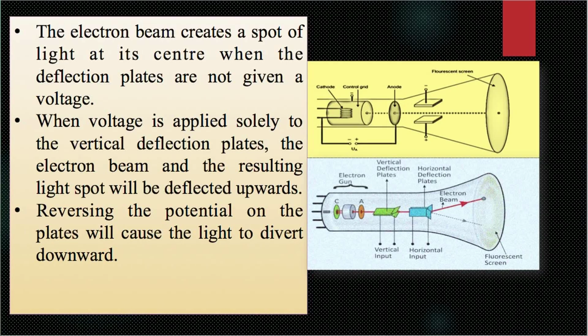After the control grid, the electron beam is focused and accelerated by the anodes, which have strong positive potential. The electron beam creates a spot of light at the center when the deflection plates are not given any voltage. When voltage is applied solely to the vertical deflection plates, the electron beam and the resulting light spot will be deflected upward. Reversing the potential on the plates will cause the light to divert downward. Additionally, by applying voltage to the horizontal deflection plates, the light spot can be bent horizontally.